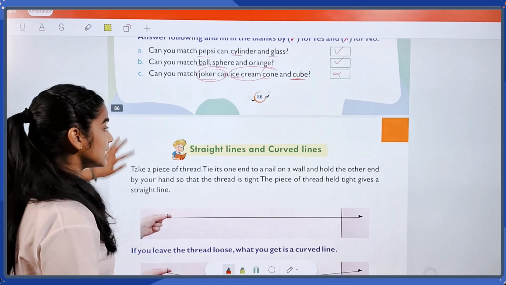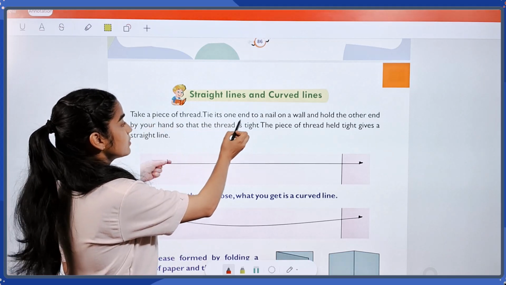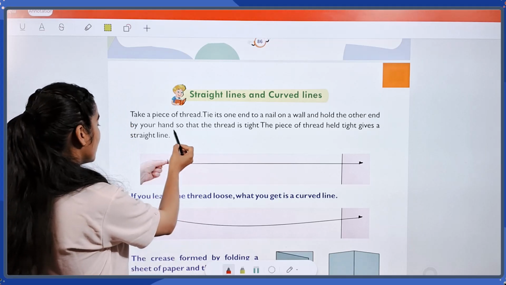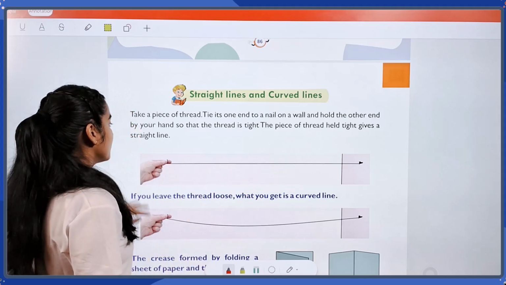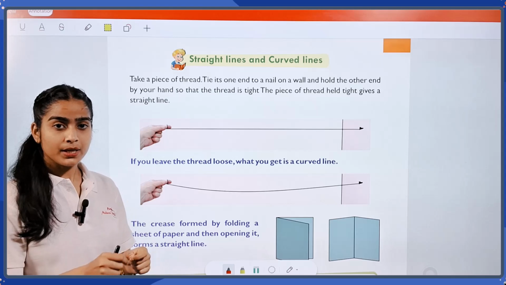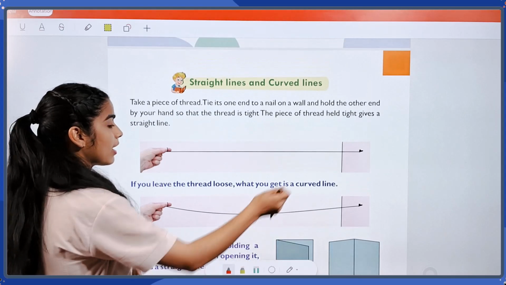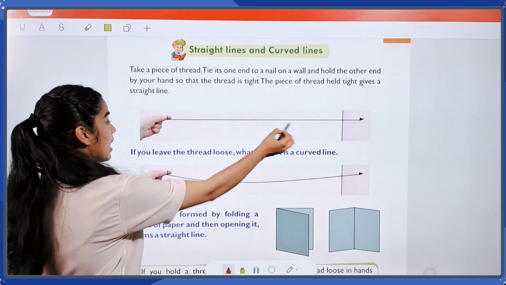Now, straight lines and curved lines. Take a piece of thread, tie one end to a nail on a wall and hold the other end in your hand so that the thread is tight. The piece of thread held tight gives a straight line. So what you have to do is take a thread, pin it at any point, and then stretch it. Why do you stretch it? To see that you have a straight line.